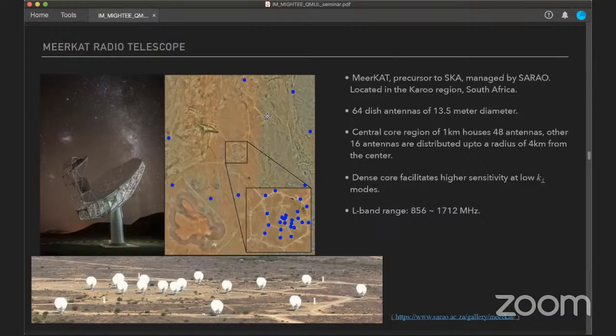And so this tells us that it has a dense core, and we got a lot of short baselines. So in the interferometric mode, the K modes that are accessible to us are well in the cosmological regime. We are not getting very small K values as in single dish measurements, but we'll be in the linear regime with such antenna distribution. And because of the dense core, we have higher sensitivity for the low K perpendicular modes. And it currently operates in the L band range, which is between 856 to 1712 megahertz.